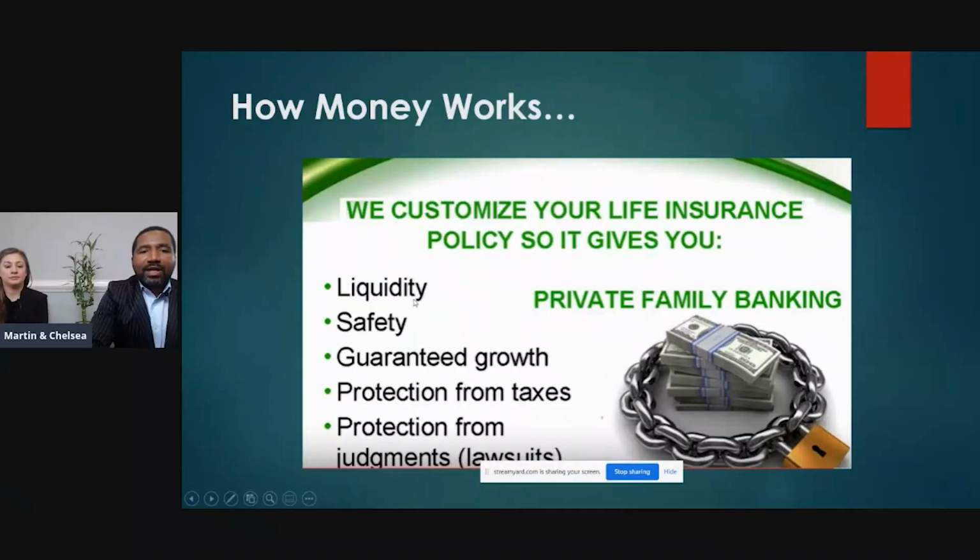One of our clients recently leveraged this policy to buy property in an opportunity zone. And so opportunity zones are areas that need capital. So the government gives you tax advantages for putting capital into opportunity zones. So we use it primarily for income producing assets. So it has liquidity, which means I have access to the money whenever I want.